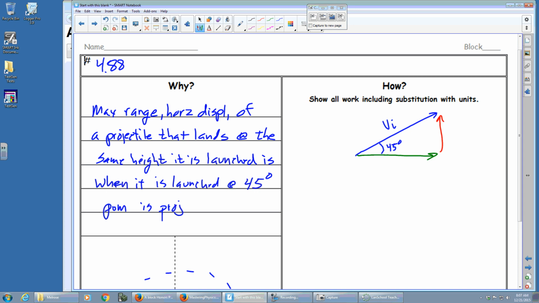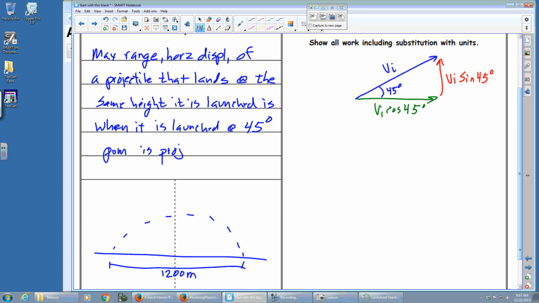So this side, VI cosine 45 degrees, is actually the exact same as, write it correctly, VI sine 45 degrees. Those are exact same values. So, what do the two dimensions share in common? Anybody? Time, right. Because every time we do two dimensions, what do they share in common?